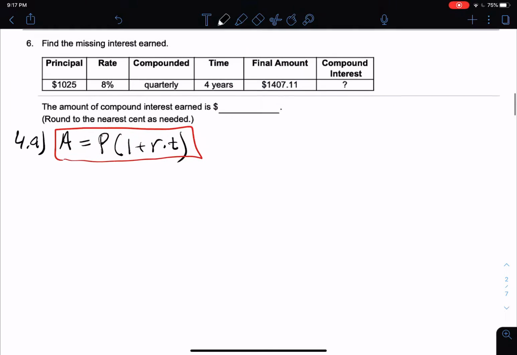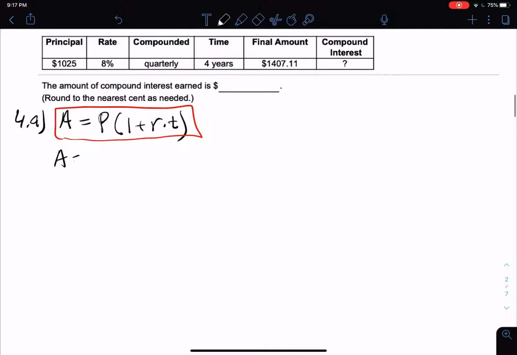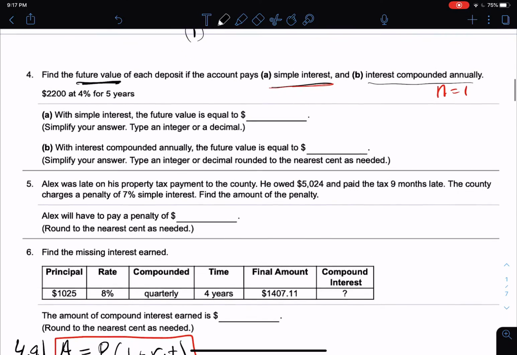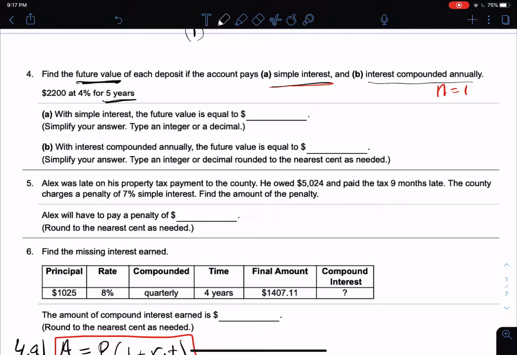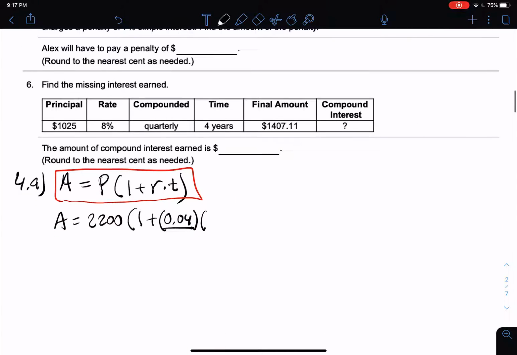And according to that problem, the principal happened to be $2,200 times 1 plus the interest rate happened to be 4%, so 0.04, and that got multiplied by how many years on problem number 4? Problem number 4 said for 5 years. Okay, so for 5 years.